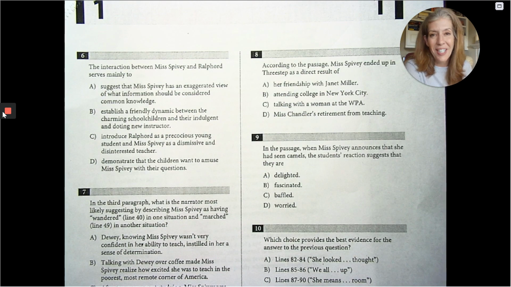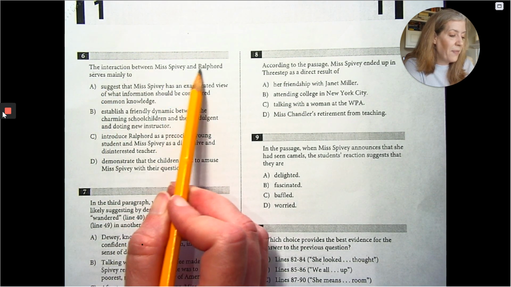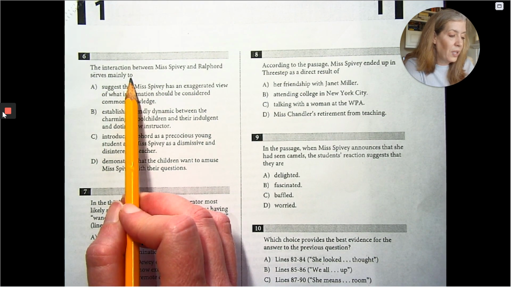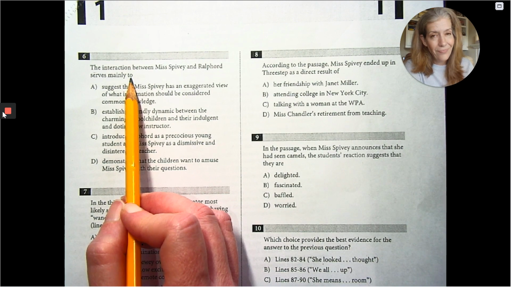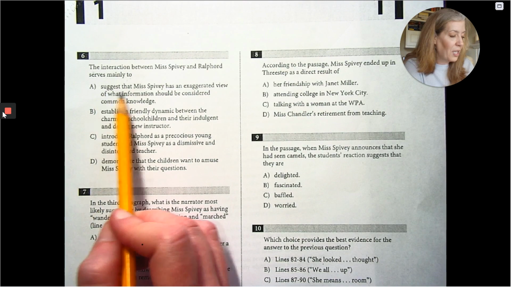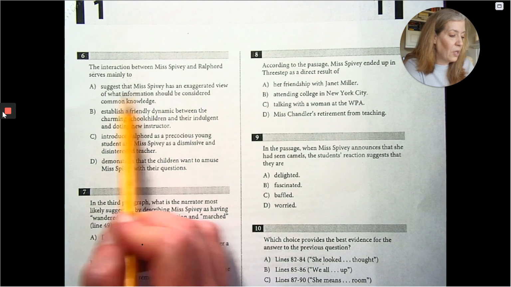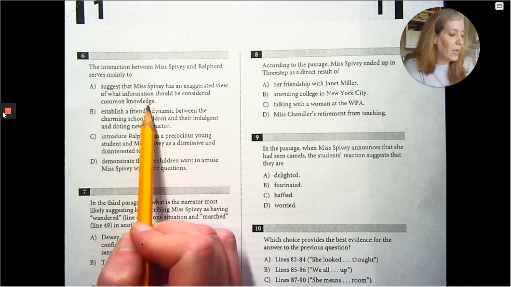We're already on question 6. Only 4 more to go. The interaction between Miss Spivey and Ralford serves mainly to... Now, when I initially read about this in the passage, I stopped and jotted down that Miss Spivey seems to think that the students should know more than they do. The students of 3-Step, Georgia should know about Barnard College. That may be a stretch. Suggest that Miss Spivey has an exaggerated view of what information should be considered common knowledge.